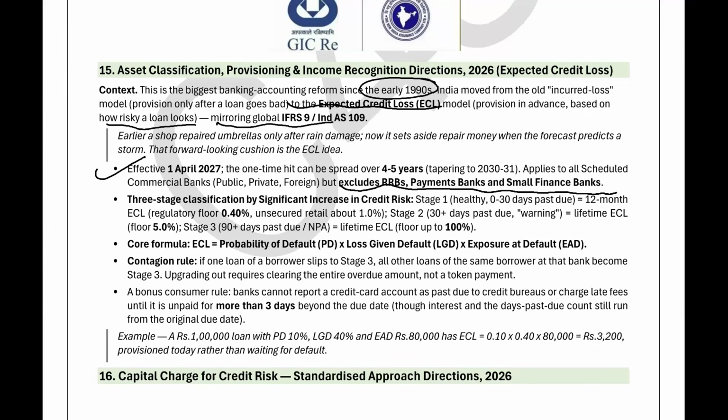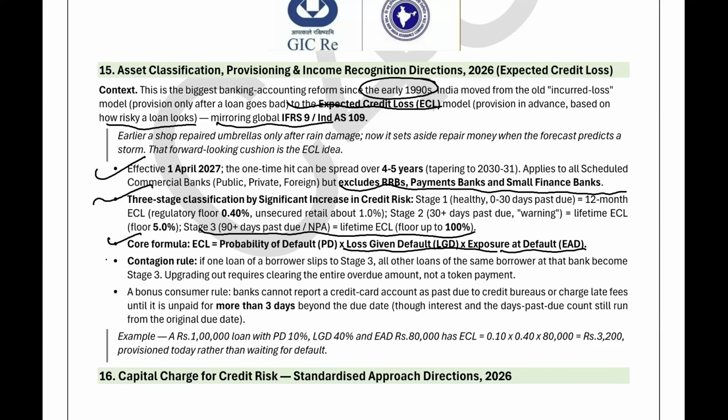These are three stages classified by significant increase in credit risk. Stage 1, healthy, 0 to 30 days past due, 12-month ECL, regulatory floor 0.40%, unsecured retail about 1%. Stage 2 is telling about 30 plus days past due, warning, lifetime ECL, floor 5.0%. And Stage 3 is 90 plus days past due, NPA equal to lifetime ECL, floor up to 100%, right? So the core formula is ECL equals probability of default multiplied by loss given default (LGD) multiplied by exposure at default, that is EAD.